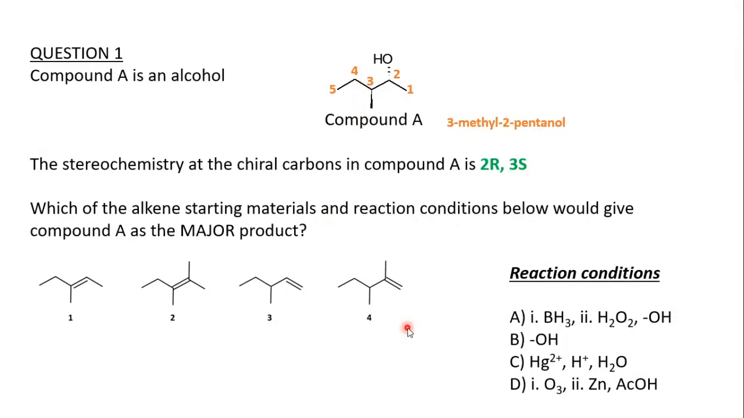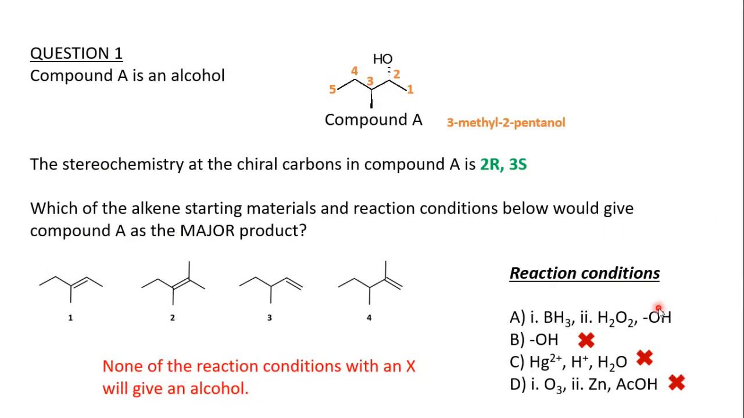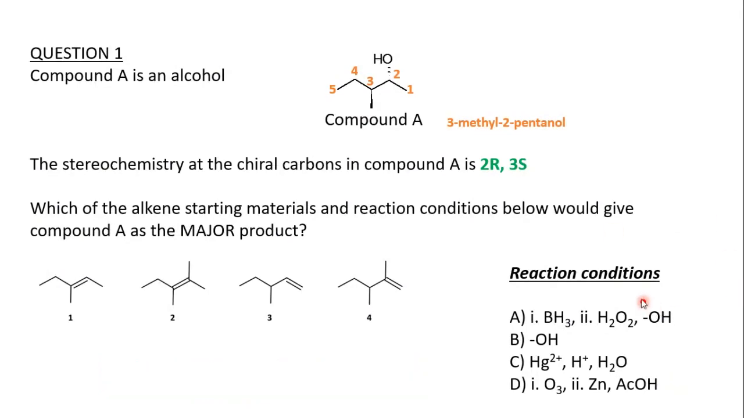We need to work out what we could have started with. We look at our reaction conditions. So we need to know the reaction conditions that do our organic transformations. The first one is borane and alkaline hydrogen peroxide, so hydrogen peroxide with hydroxide in there.